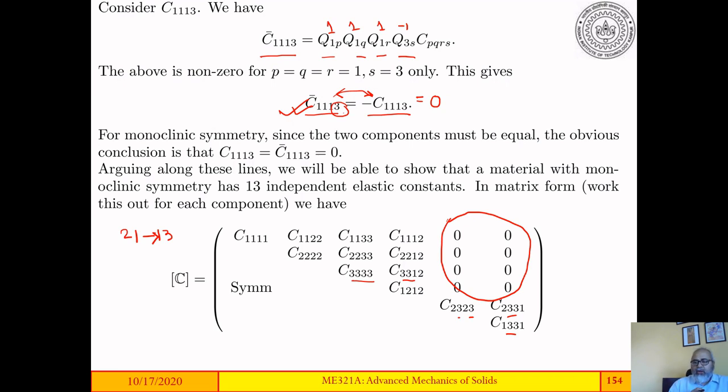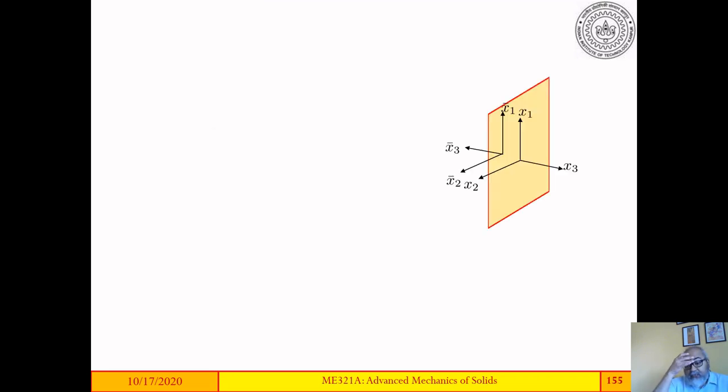Now, monoclinic is not a very common material. What is a more common material, and various natural materials and man-made materials, synthetic materials like composites do have this character, is known as orthotropy. So orthotropy is a case where you have not one plane of symmetry in the material, but 3 planes of symmetry, which means that this is the first plane of symmetry. So if you reverse the x3 axis, the components of CIJKL remain the same. The material does not know that you have reversed the axis.